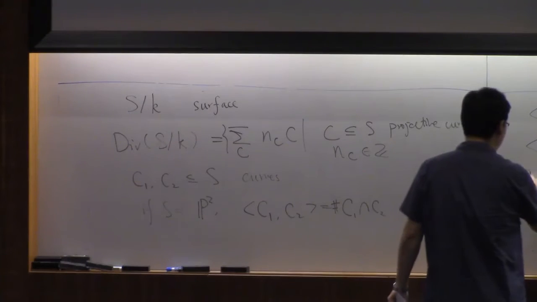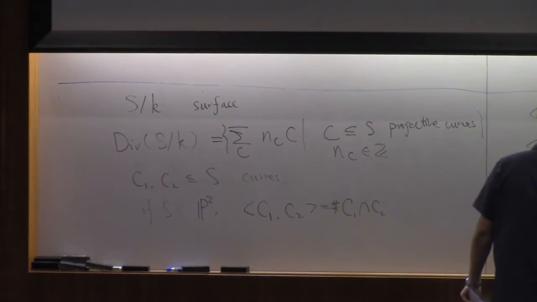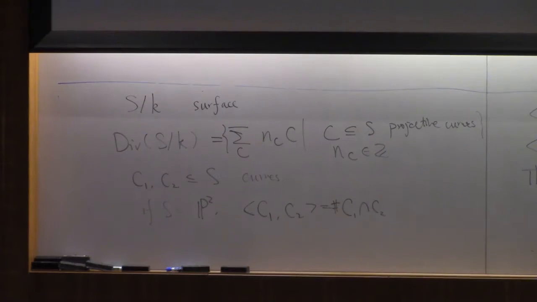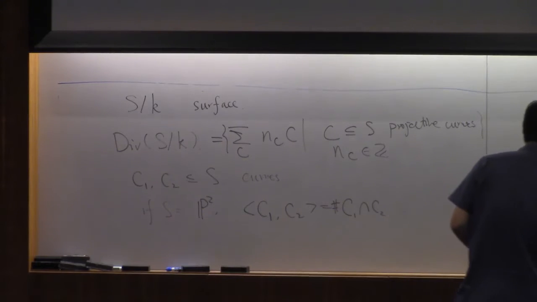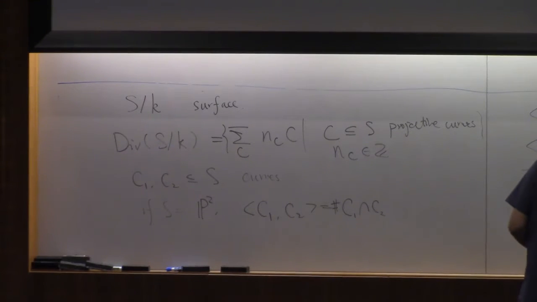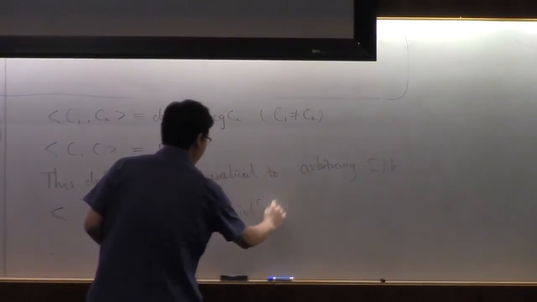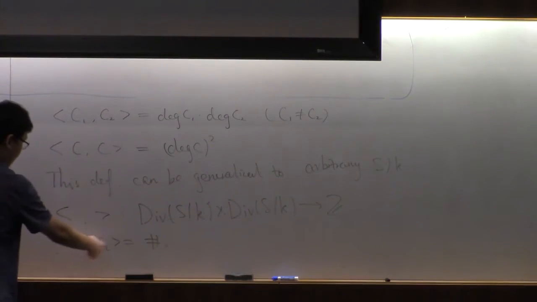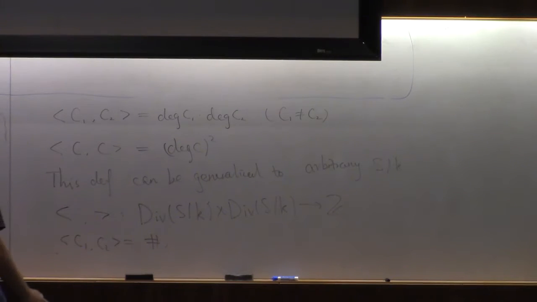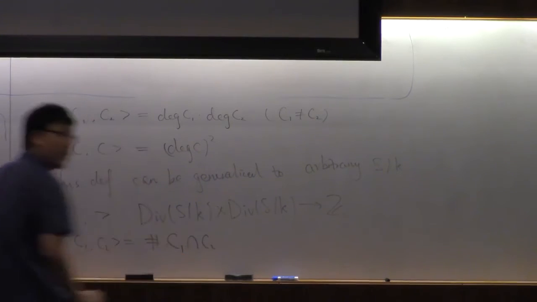But the fact is that this definition can be generalized to arbitrary S. In other words, if you have a general surface S, you have the notion of divisors, and then we can still have a bilinear form on the set of divisors over the surface S. It is bilinear, and when you have two different curves, you still have the geometric meaning. Namely, if you have two curves, then the value of this bilinear form on this pair is given by the number of the intersection points of the two curves.